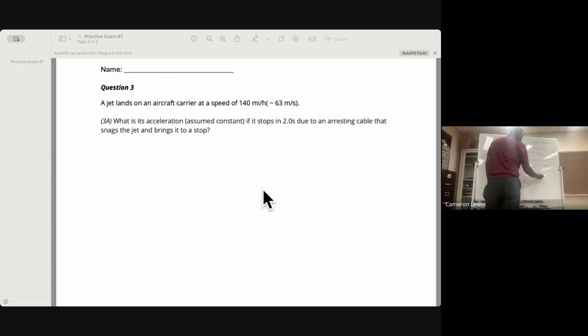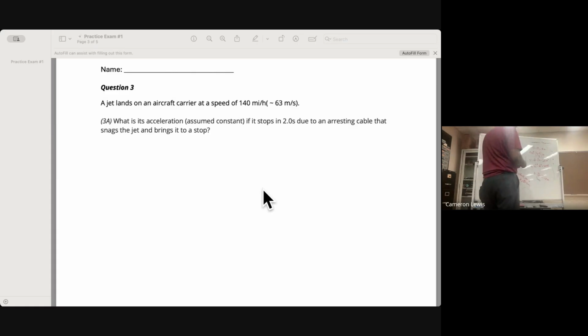Now, I'm going to write my first kinematic equation I'm going to use, right? My final velocity is equal to my initial velocity plus my acceleration times time, right? Now let's think about it. Our final velocity is going to be equal to what? 0. I'll put it in blue. This is going to be equal to 0.